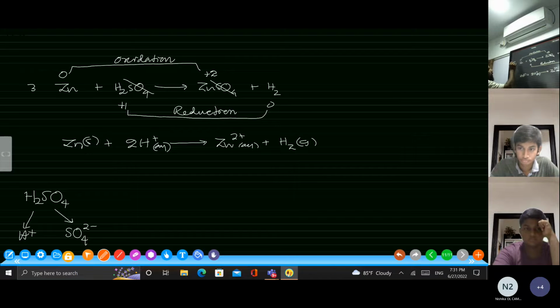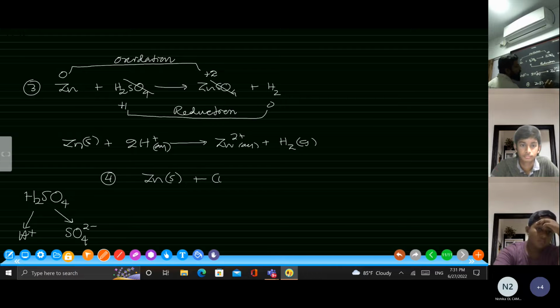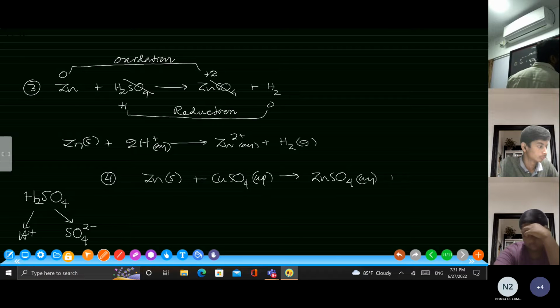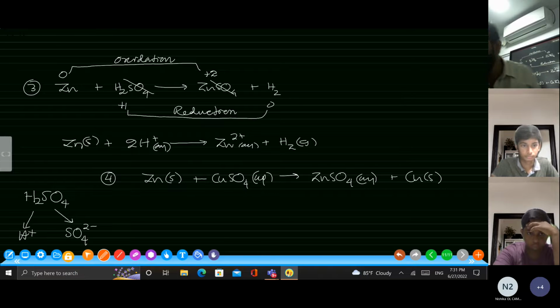So that was example number 3. Example number 4 is a displacement reaction. I'm pretty sure you can do it by comparing with the previous one. Here we have zinc sulfate, copper. Right? Okay, online students, you can send me the answer on WhatsApp. Try question number 4.